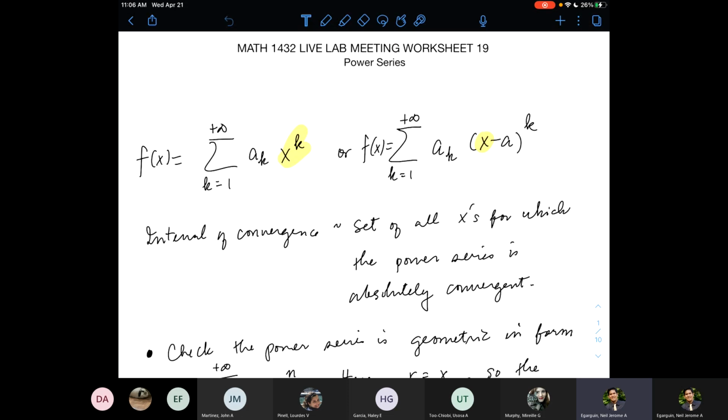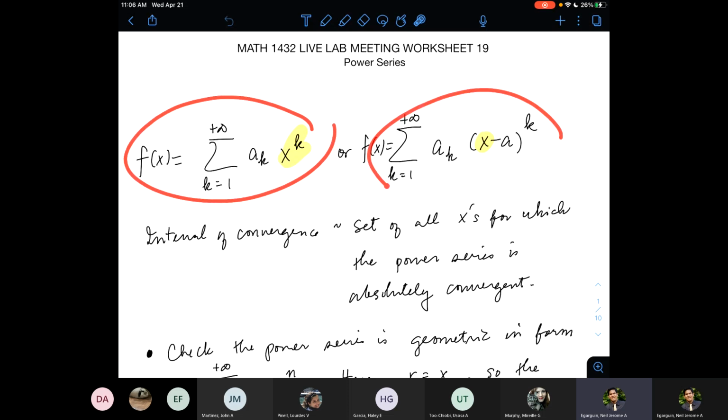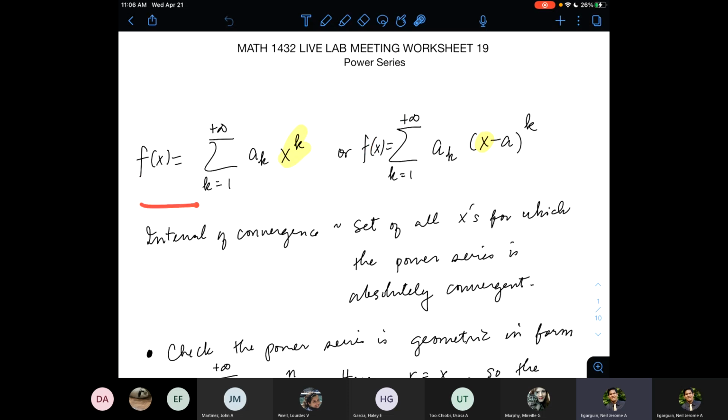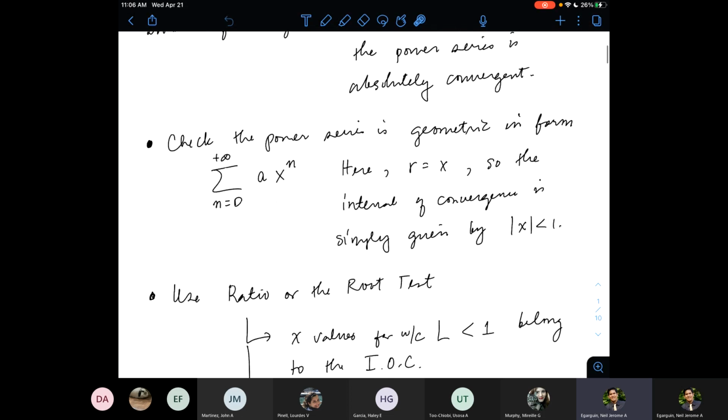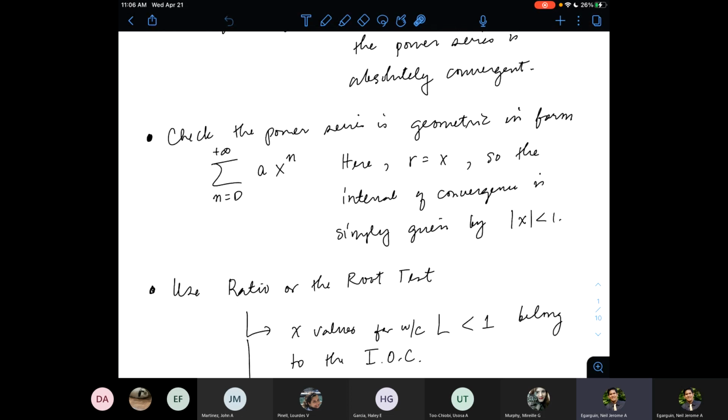Today we'll continue our discussion about power series, or the basics of power series. I think last time we went over this and said that a power series has either of these two forms. The first one is an expansion around x equals 0, and this one is an expansion around x equals a. But the main point here is to find the interval of convergence or the radius of convergence for the following series. And I guess we have two methods on how to do that.